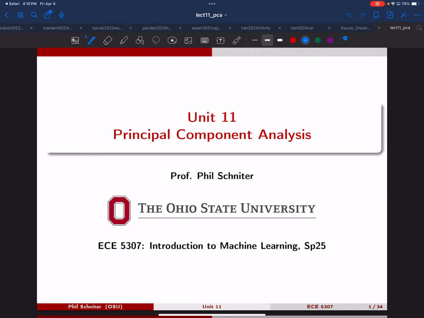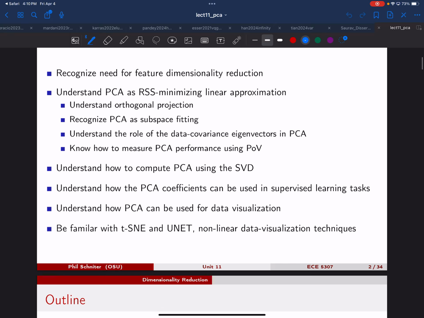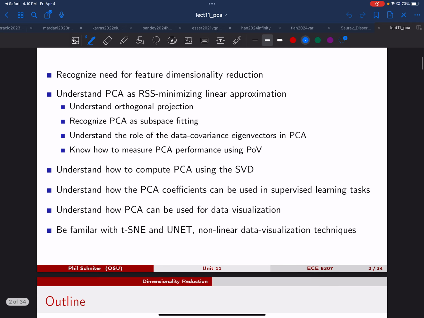Okay, we're going to start a new unit on principal component analysis. How many people have heard of PCA? I'm curious. Nobody's heard of PCA? Okay. It's a buzzword that comes up a lot. I thought maybe someone would have heard of it.